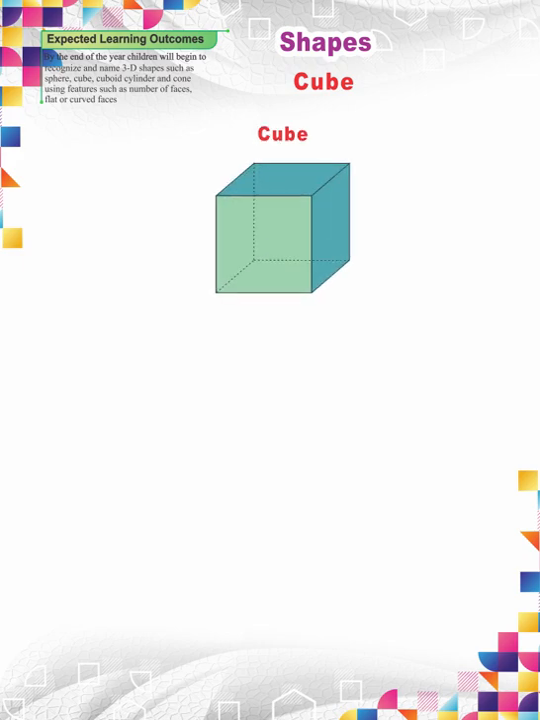Cube is a three-dimensional shape. It shows height, length, and width of an object. It has a face, edge, and vertex.